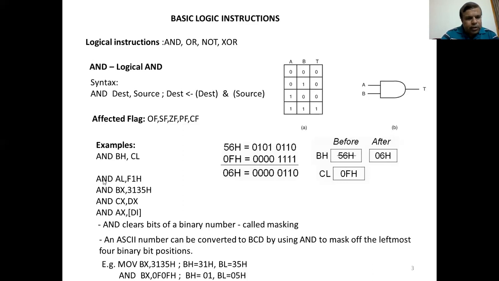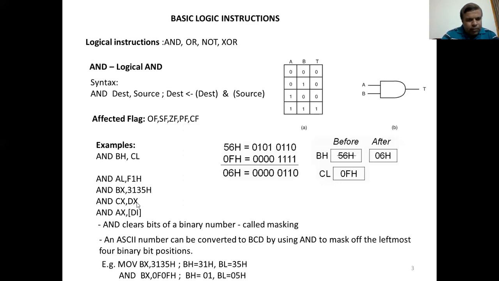And next example is AND AL comma F1H. A byte stored in AL is logically ANDed with the immediate byte F1H. AND BX comma 3135. A word stored in BX register is logically ANDed with the immediate word 3135.